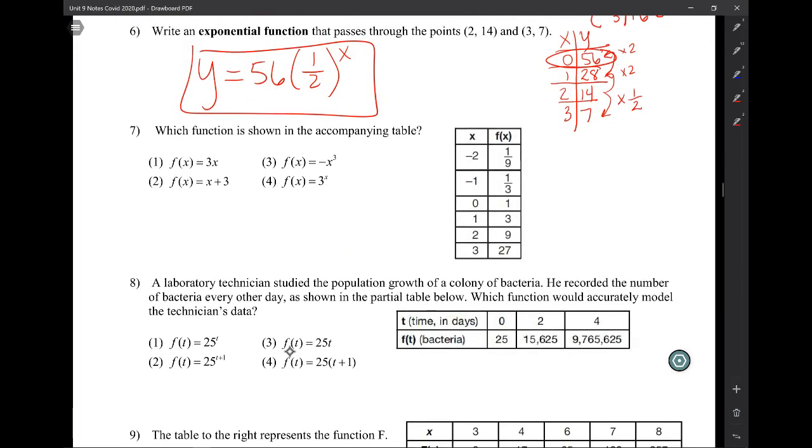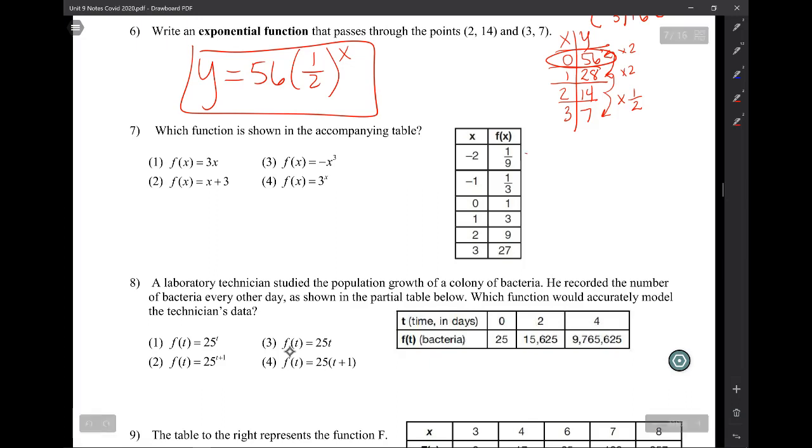All right, well, let's see if we can continue doing a few of these, and then I'm going to show you a little trick for 8 and 9 in your calculator, and then I believe we're almost done. Which function is shown in the accompanying table? Okay, so let's take a look at our chart.